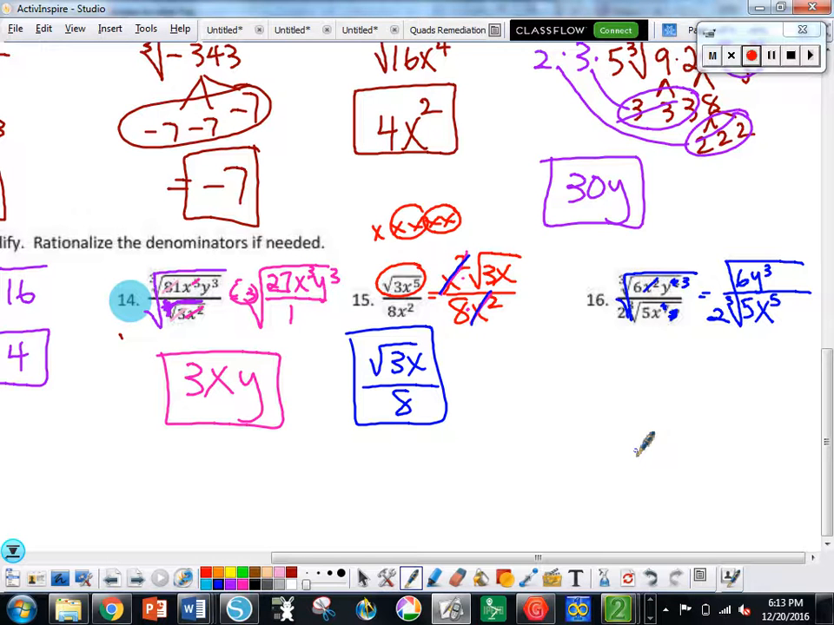Now, this time we still have numbers inside of our denominator, so we have to rationalize the denominator. I'm looking for groups of 3 because that's the index. So if I'm looking for groups of 3, I need to have 2 more 5s. If I put in 2 more 5s, I now have a group of 3 on the denominator, but if I put them in the denominator, I have to put them in the numerator.